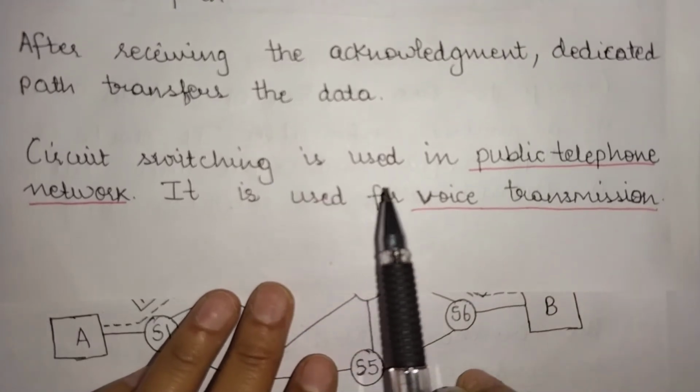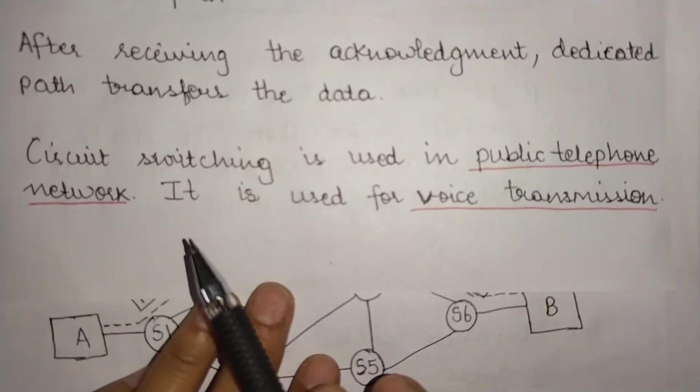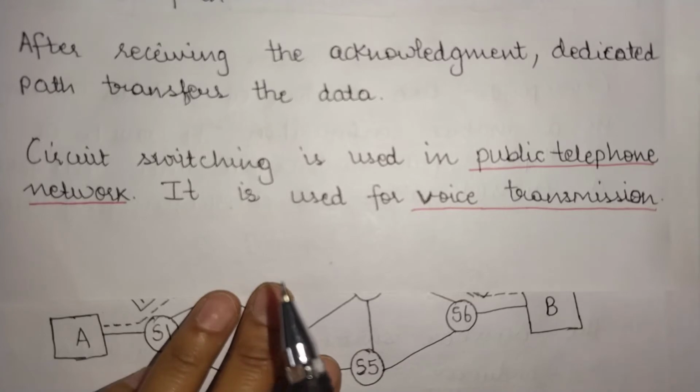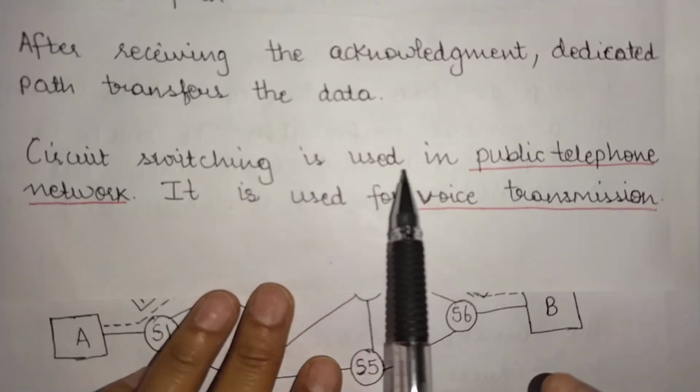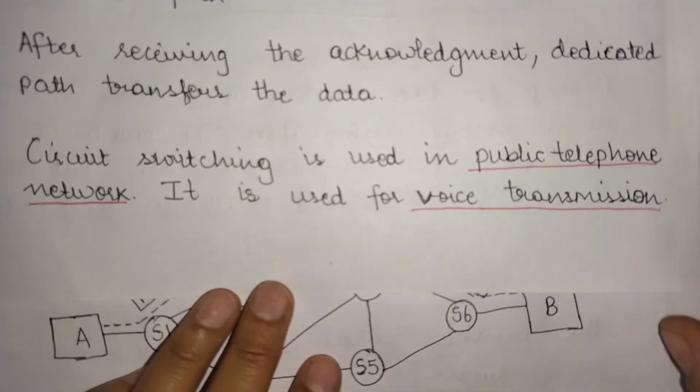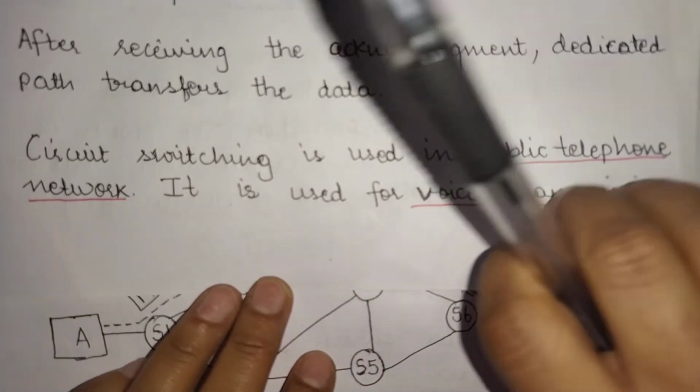Circuit switching is basically used in public telephone networks. As I said, just like in telephone networks, you have a dedicated path. So circuit switching is basically used in public telephone networks. It is usually used for voice transmission.